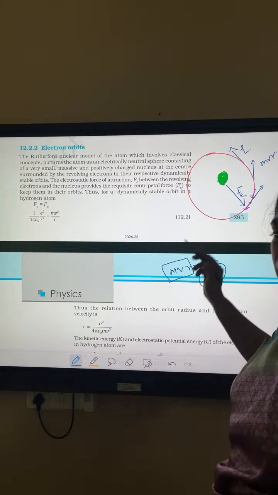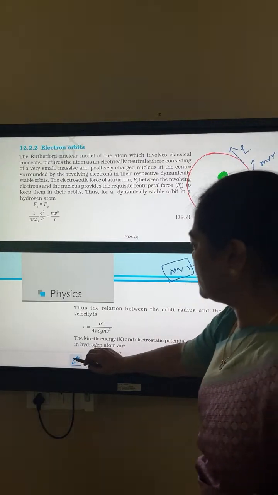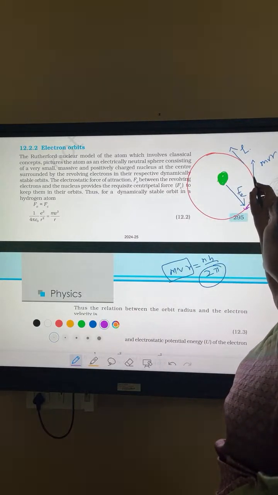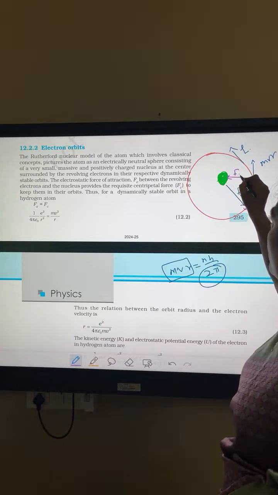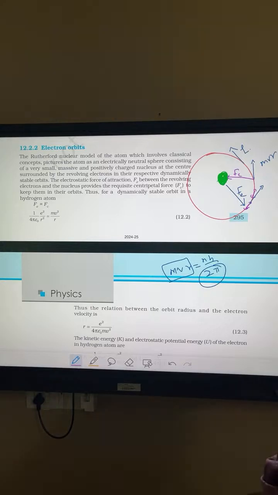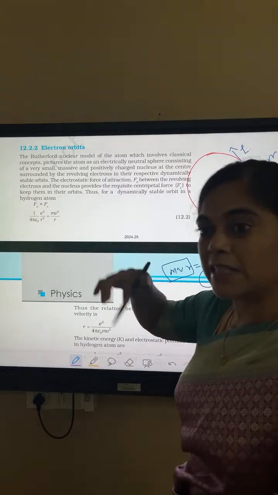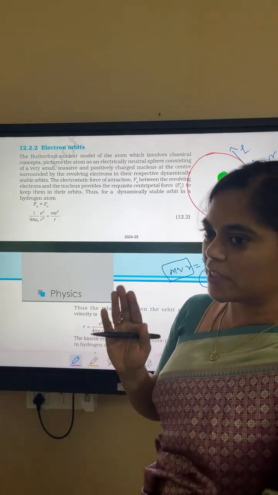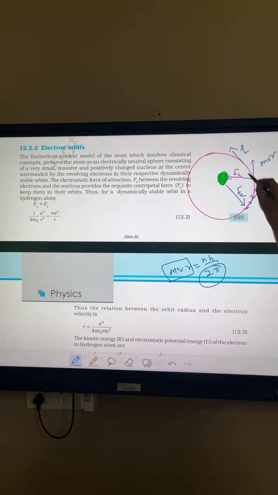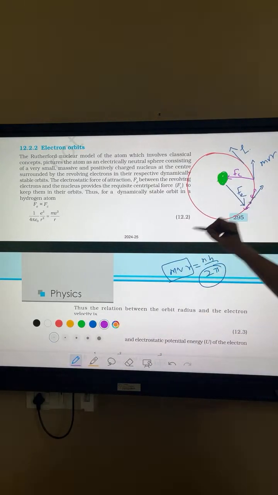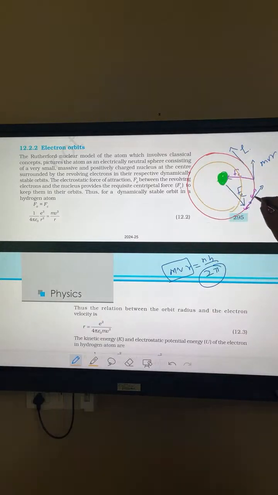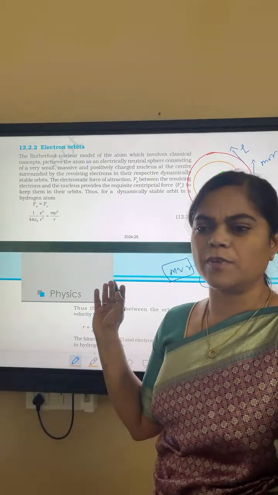Due to this, there is a pull towards the center, and that gives the centripetal force. Understood? So these two forces have to be balanced. Unless they are, the electron doesn't move in a stationary orbit. We are talking about the stationary orbit. The electron is not doing any zigzag. Once it is moving in this orbit, it is not moving in another orbit. It won't switch over. It's an imaginary line we are drawing.